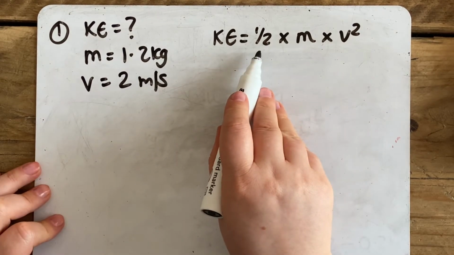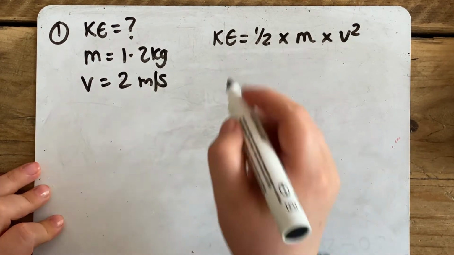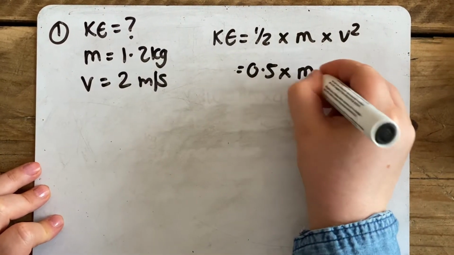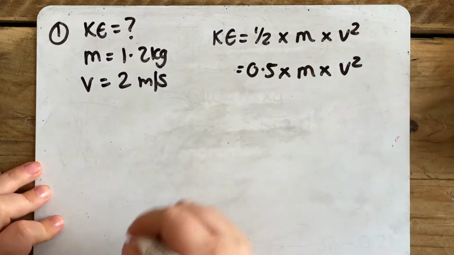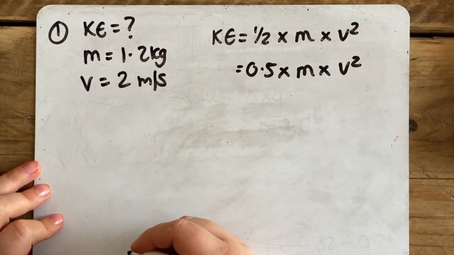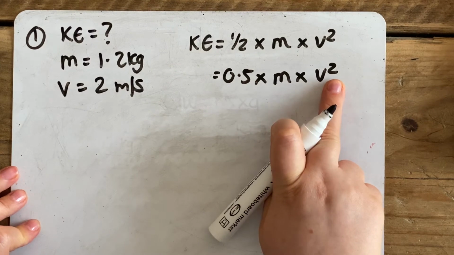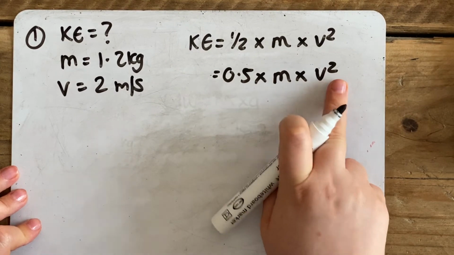When we say a half, when you put that into your calculator, that literally means 0.5 times the mass times the velocity squared. And the other thing we need to be aware of with this equation is that we don't forget to square the velocity. Okay, that's very important.